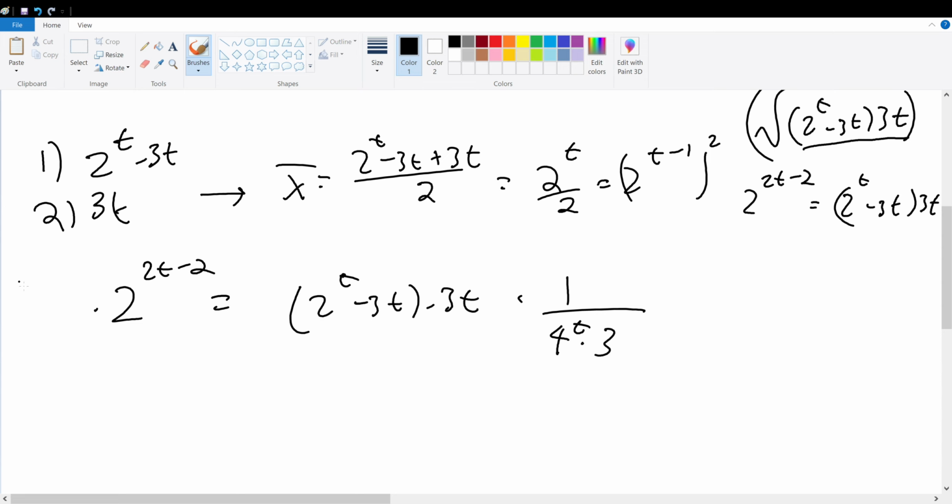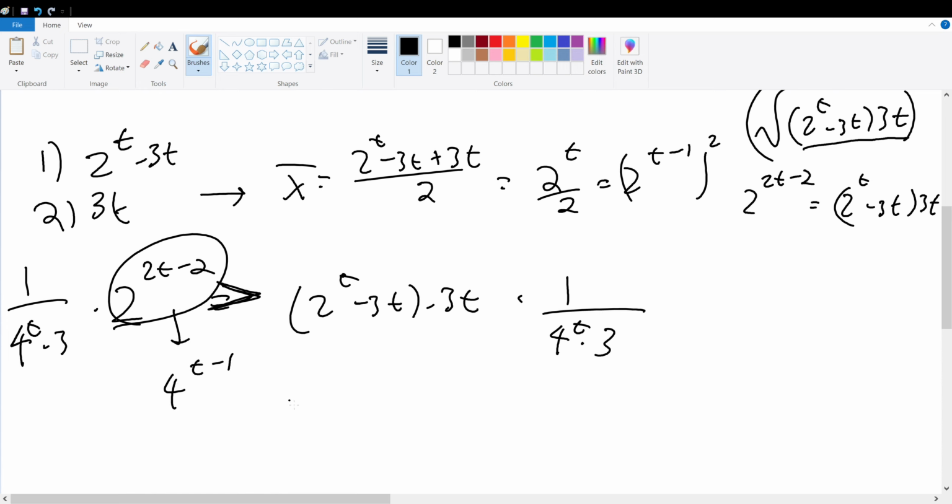So we multiply this by 1 over 4^t times 3. And don't forget, that's supposed to be greater. That means we have 4, so we can write this in terms of 4, right? So we can put this into 4^t minus 1. So that means 4^t minus 1 over 4^t. That's just equal to 4 to the negative 1. So that's equal to 1 over 4 times 3, which gives 1 over 12.